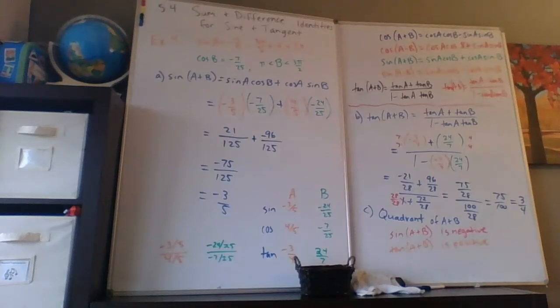So A plus B is its own angle, but we know the sine is negative and the tangent is positive. So now we have to think, where is that possible? So sine is negative in quadrants 3 and 4 because our y values are negative, and tangent is positive in quadrants 1 and 3. So if they both have to be true, the only quadrant they have in common is quadrant 3. So therefore, A plus B is in quadrant 3.